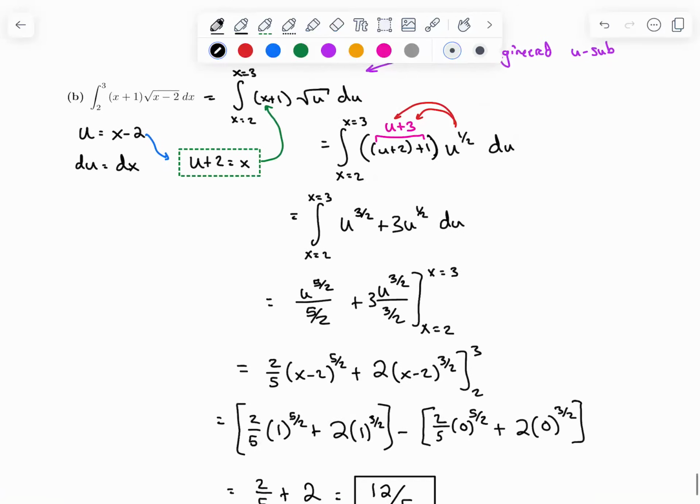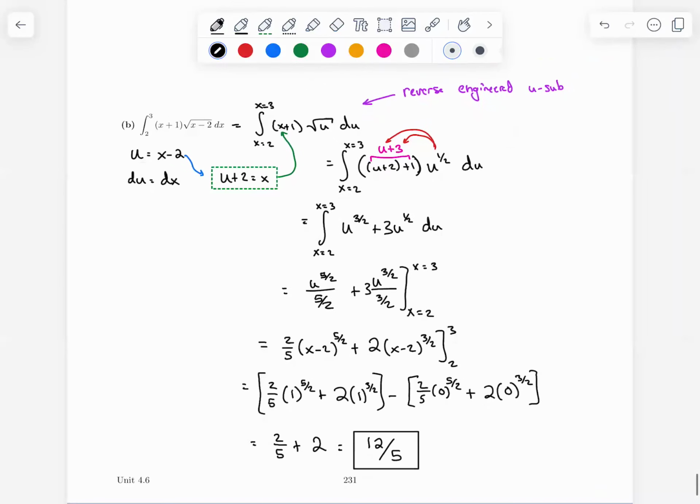So this was a reverse engineered U substitution. As I was talking about last time, the good news about reverse engineered U substitution is it obeys the same typical choices of U that we've already been accustomed to. You should always choose a U to be in a denominator, inside a radical, a large power, or inside a function. And so this works out in our favor this time. So you get U equal to x minus 2, the inside of the radical. That would be a good choice of U.